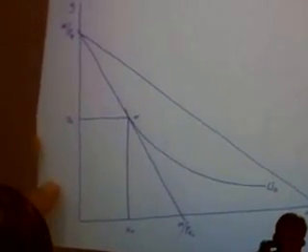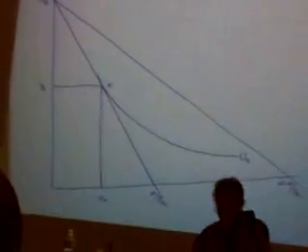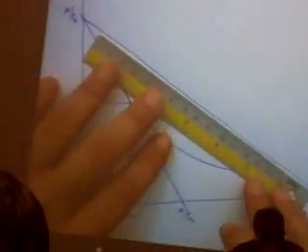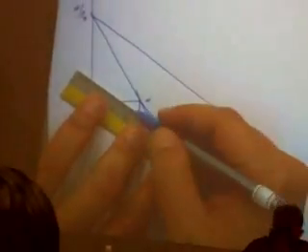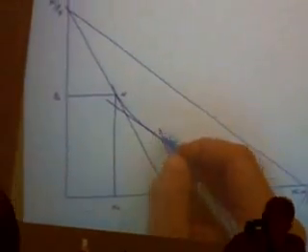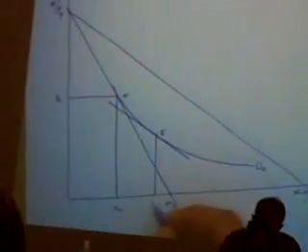First of all, let's check for the normality of good X. So I need the substitution effect. Take a line down there. There's my income compensation line. That shows me gamma, shows me the theoretical amount of X that would have been consumed, X star, and Y.